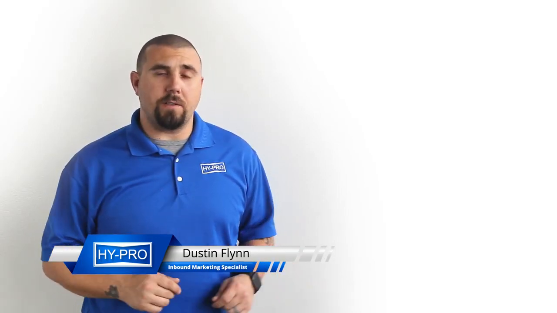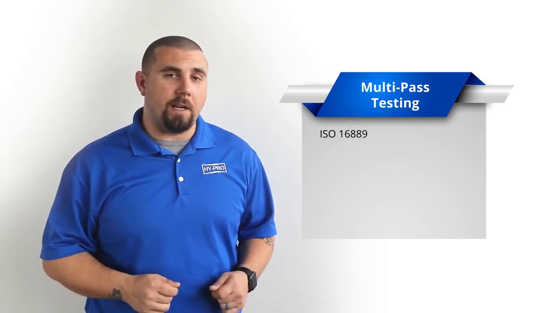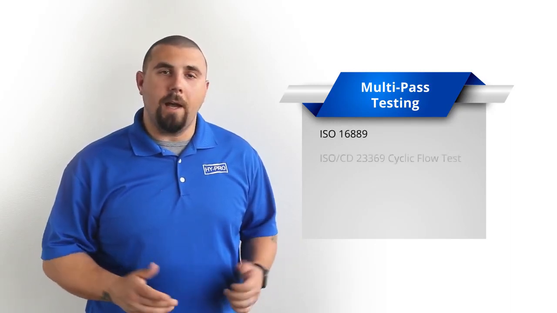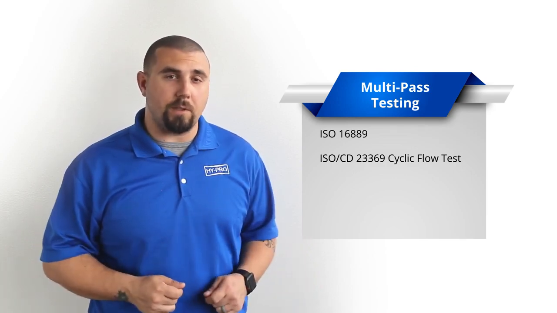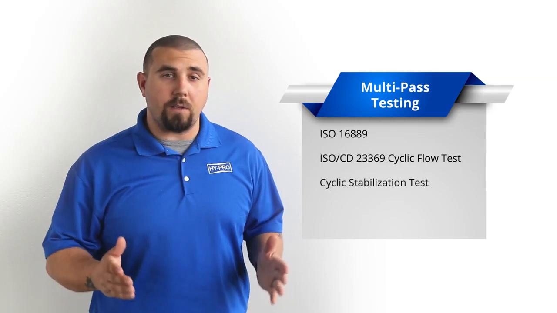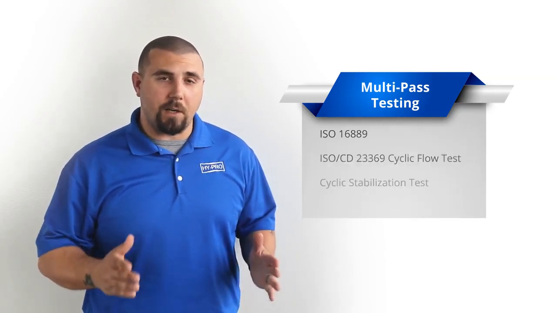In this video, we will be discussing the 4 types of multi-pass testing that are used to measure the beta ratio and dirt holding capacity for hydraulic and lubrication filters. The 4 tests we will be discussing include ISO 16889, which is the industry standard test, ISO CD 23369 cyclic flow test, which is proposed to replace the current industry standard test, the cyclic stabilization test, and HyPro's dynamic filter efficiency test. Stick around to the end of the video for comparison of the most important advantages and disadvantages of each of these tests. Let's go ahead and get started.